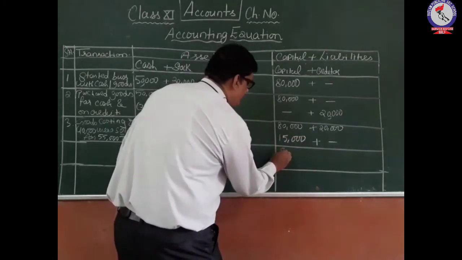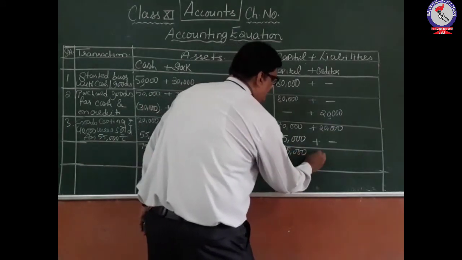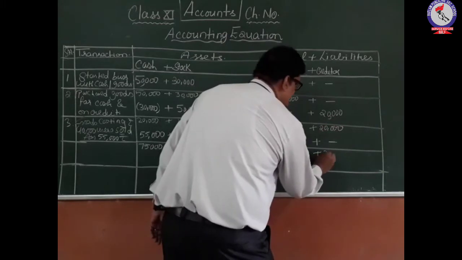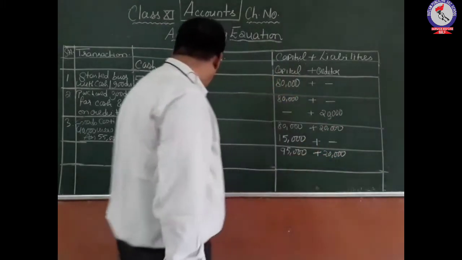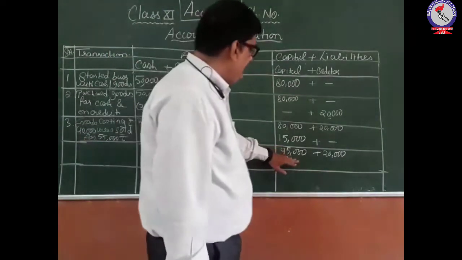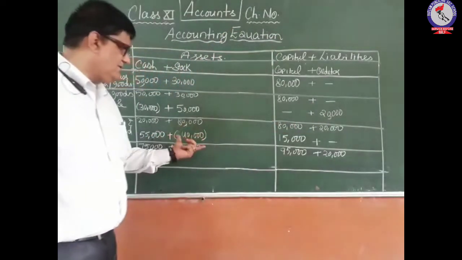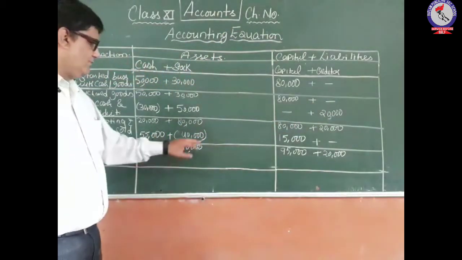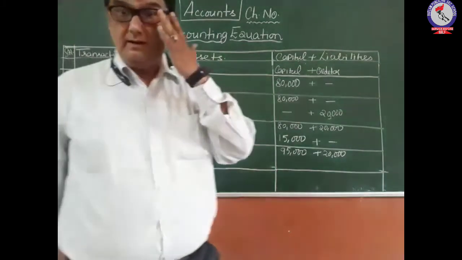So now your capital will become 95,000. Your creditors will remain as it is, 20,000. And now you can see 75, 40, 1,50,000. 95 plus 20, 1,15,000. So after this equation also, what we have observed, that the total of all the sides are same. Now the next equation.